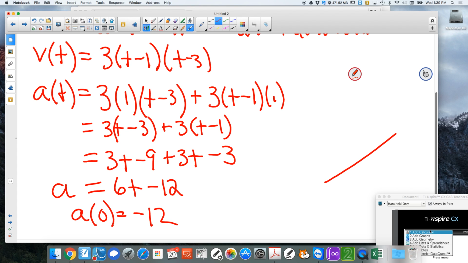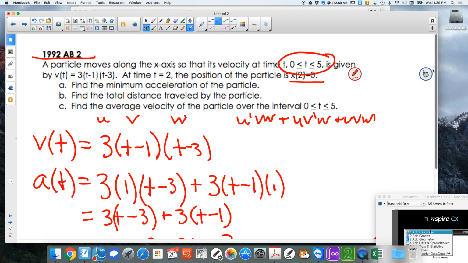Let's say you weren't sure. They gave you an interval from 0 to 5. Guess what you do? You put in the values and see which one gives us the start and the finish. Okay, that's one done. Uh-oh, find the total distance traveled.